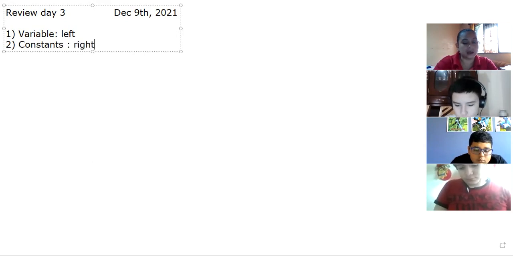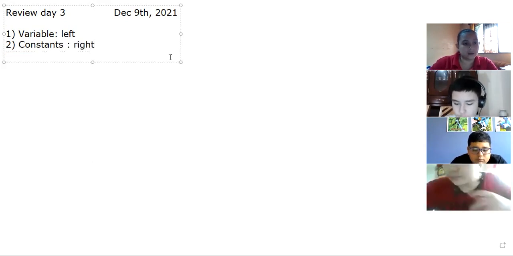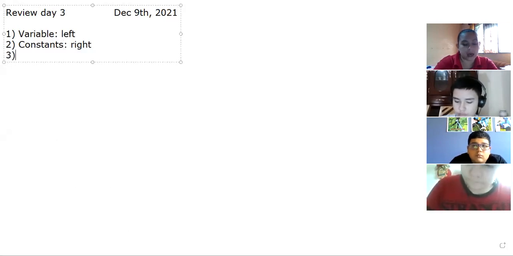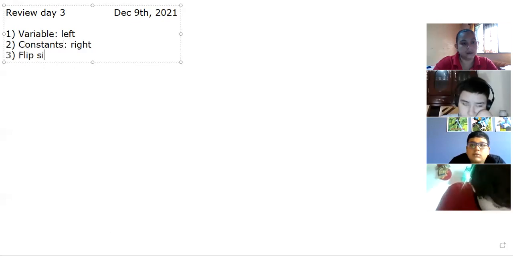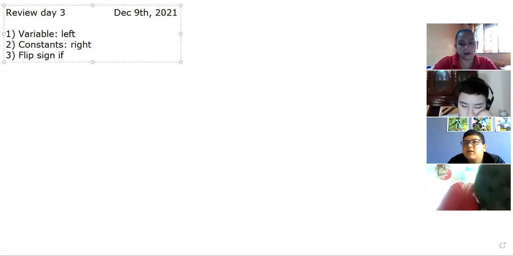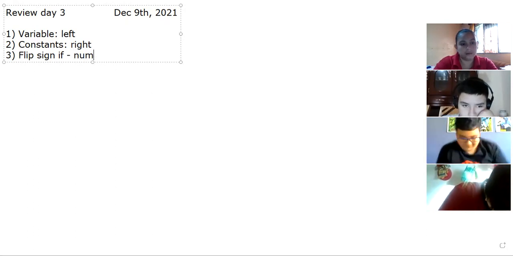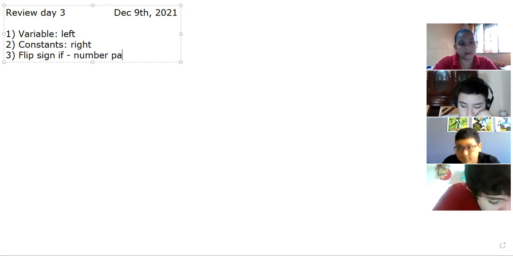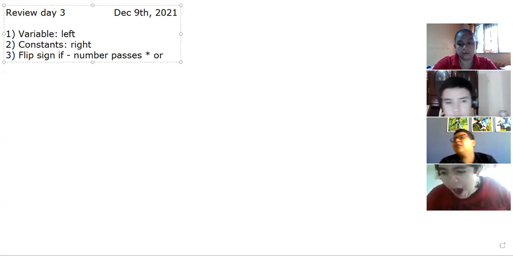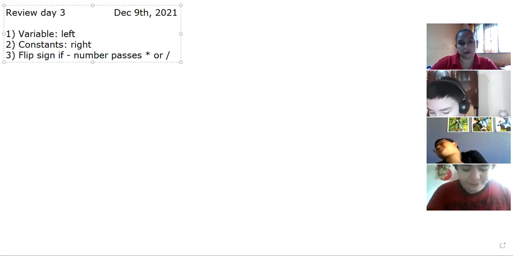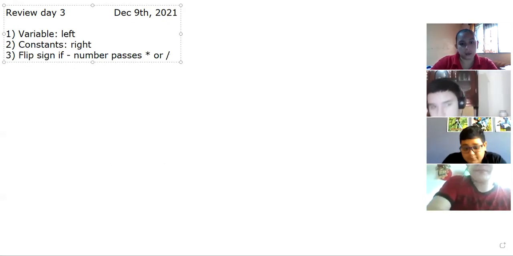And the last one says that if there's a negative number multiplying or dividing from left to right, then we flip sign. Okay, so I'm going to say flip sign. If a negative number passes multiplying or dividing. Okay, that's a division. Those are our 3 rules.